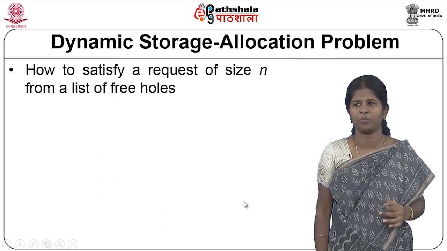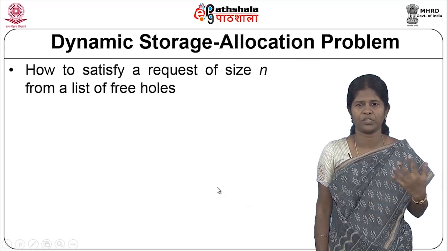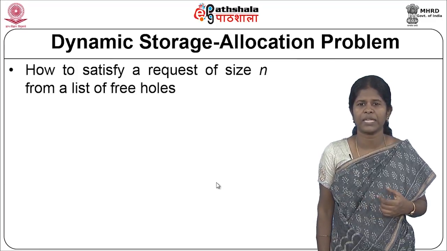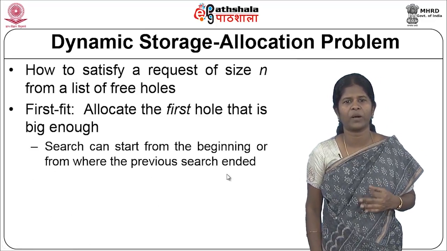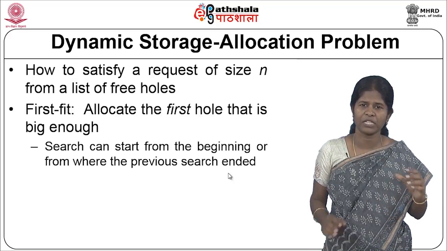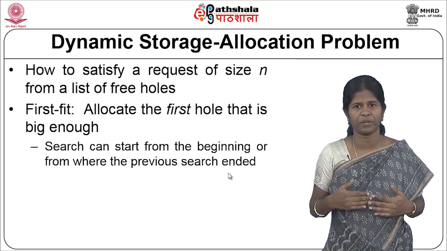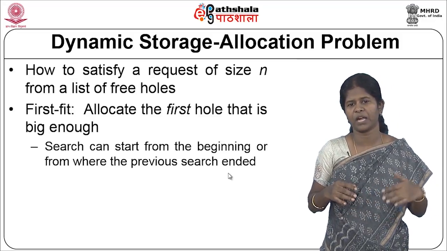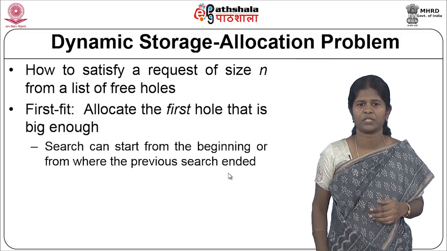Now we have a problem: you have a request of size n and you have a list of free holes. Into which of these free holes are you going to place this n sized process? We have three ways in which you can place. One is called first fit. In first fit, the first hole that is big enough to accommodate this process is allocated. So, you need to either start searching from the beginning to find a hole that is large enough to accommodate this process, or start from where you had finished the previous search and then try to accommodate this process.